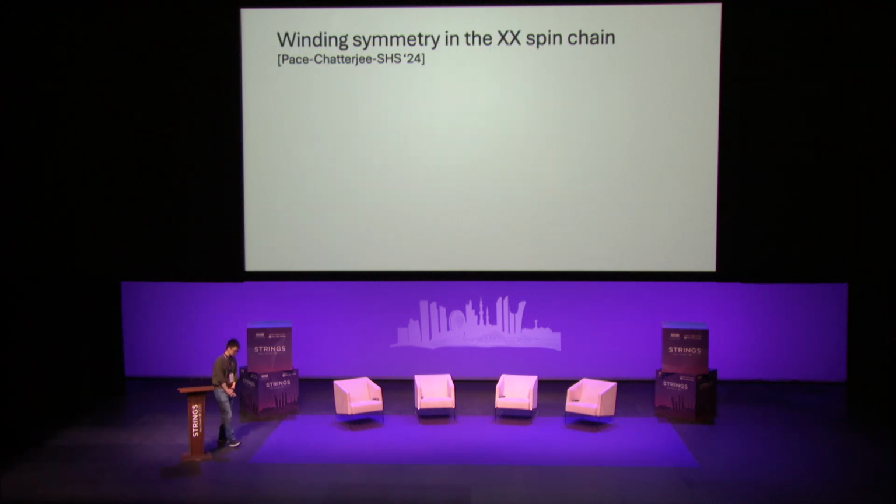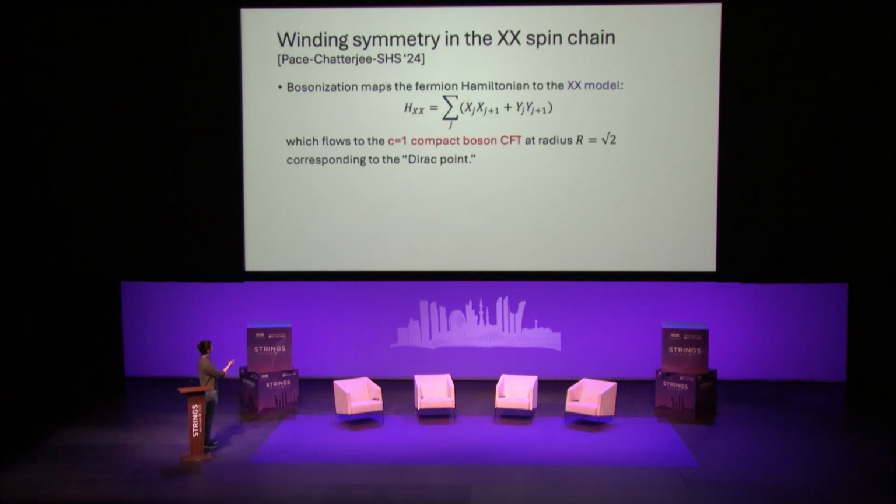Okay, so I'm at a string theory conference, so I should also say something related to string theory. You can bosonize this staggered fermion model, and you will find the XX model of Pauli's qubit.